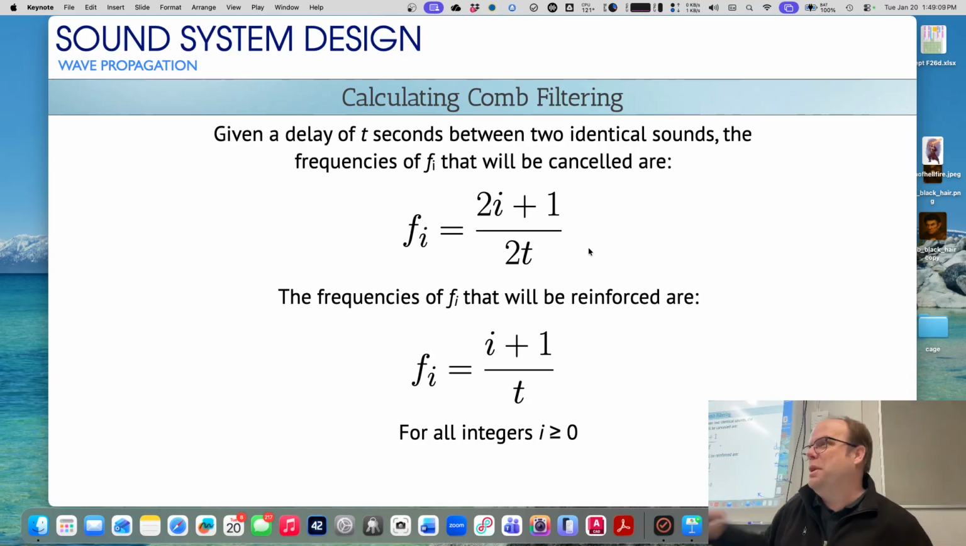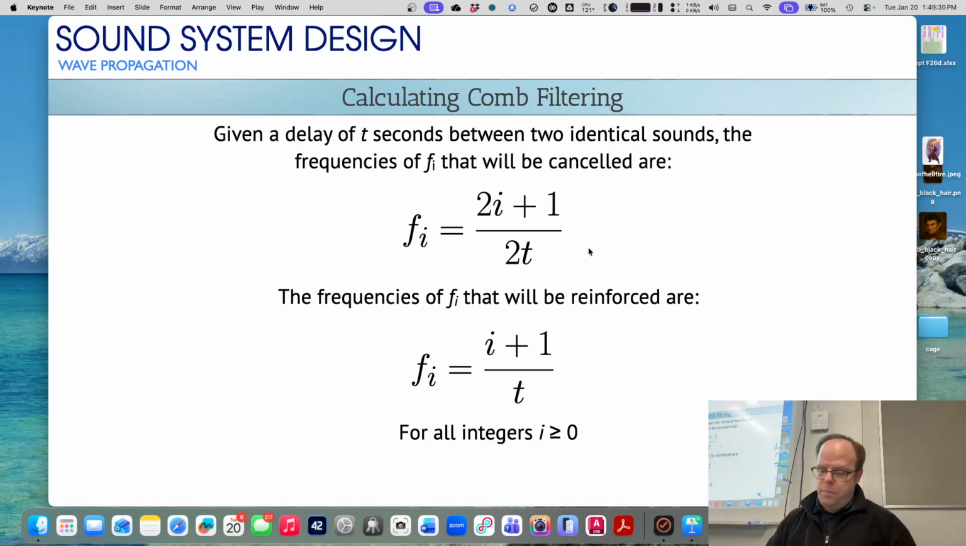That would be a 180 degree phase difference, and they would cancel out. And all the frequencies that would be a 360 degree or 0 degree phase relationship, and they would reinforce. We just want to know, what are the cancellations, what are the reinforcements? Well, it's not really that hard of math. This is how you could figure that out.